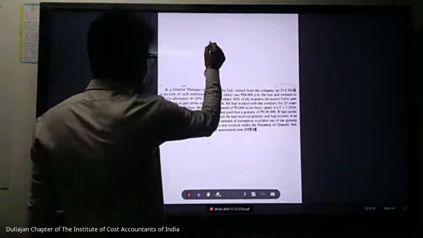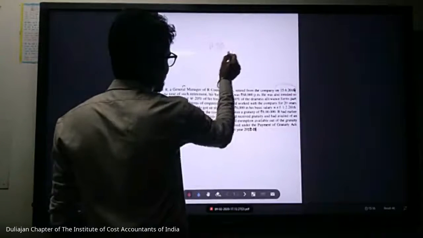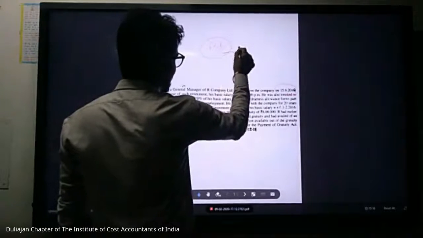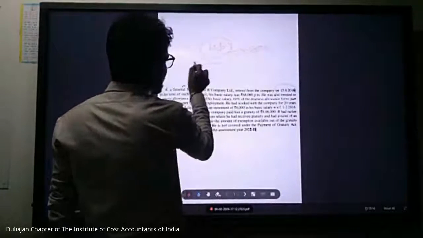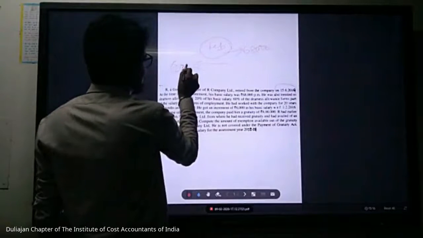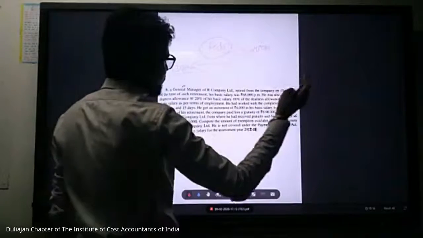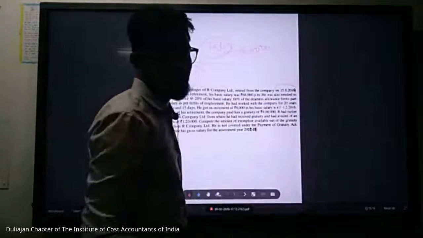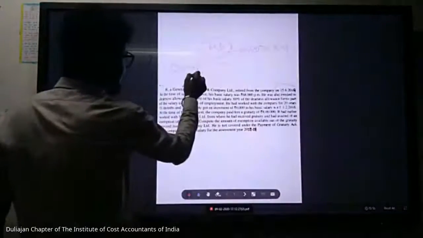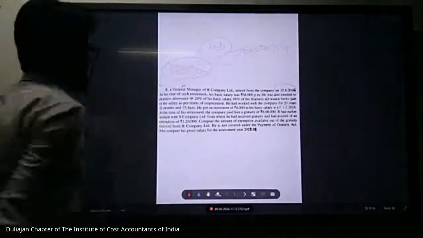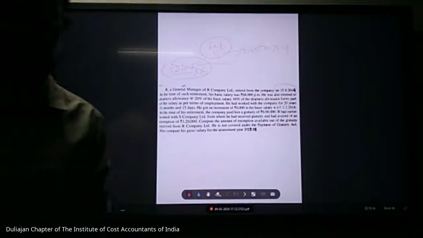I'll just prepare a timeline for convenience purpose. So he received the increment from February onwards, his salary went up to 68,000, but before that his salary was 62,000 only. Think about how many months came after February: February, March, April, May, 4 months only. So when 4 months are done, for the remaining 6 months he received 62,000, okay.